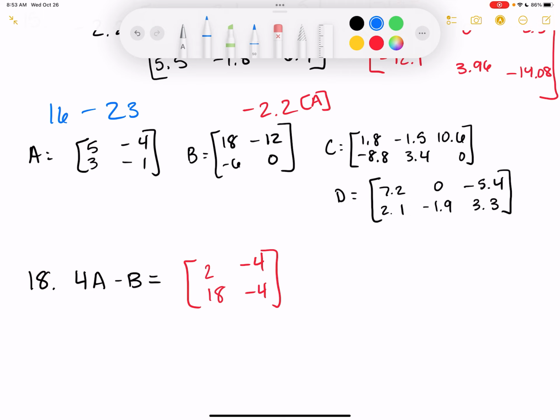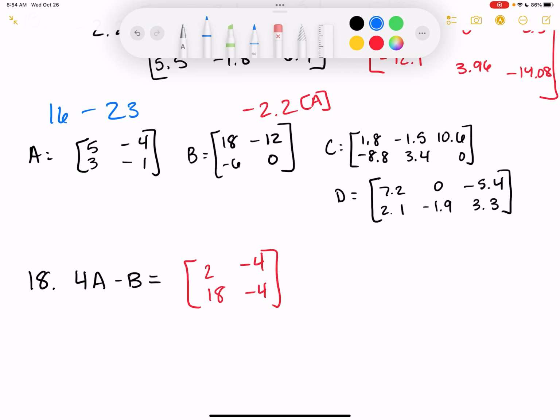All right, let's see, we have 2 more. So, if we have 2 matrices that are equal to each other, or 2 that are being added together and are equal to something, as long as they all have the same dimensions, then in the same spot, they should be equal. So if you have a 2 by 2 matrix on this side equal to this 2 by 2 matrix, your top left should be equal to your top left. Okay, if not, then something is wrong.